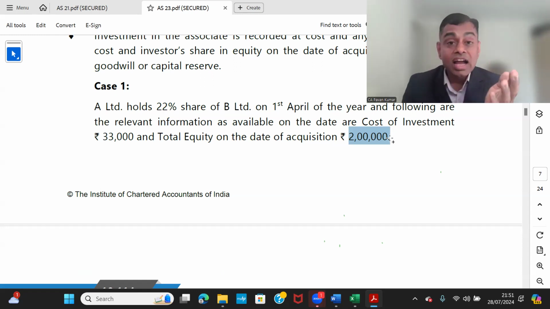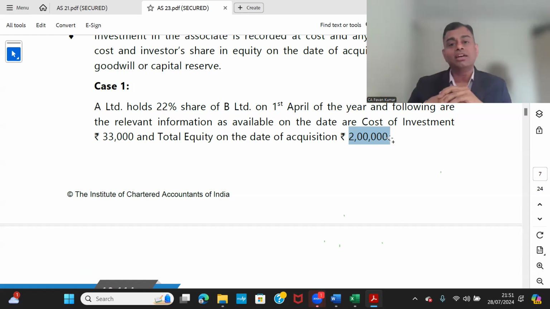I asked you not to recognize capital reserve when the share of loss exceeds carrying amount of investment. That is a different scenario. I did not say there is no capital reserve in accounting standard 23. In the name of God, don't write these kind of things. Like media people, they will write whatever they want.